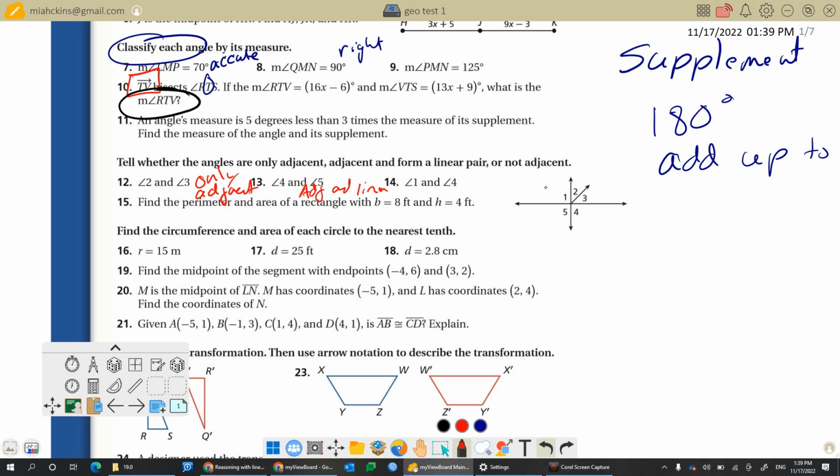And then 1 and 4. So here's 1 and here's 4. And in this case, they only share a vertex. They only share this vertex. I've got 2 sides here, and then I've got 2 sides here, and they share this vertex. This side is not shared, this side is not shared, this side is not shared, and this side is not shared, because this is just angle 1 and angle 4. So this is not adjacent.